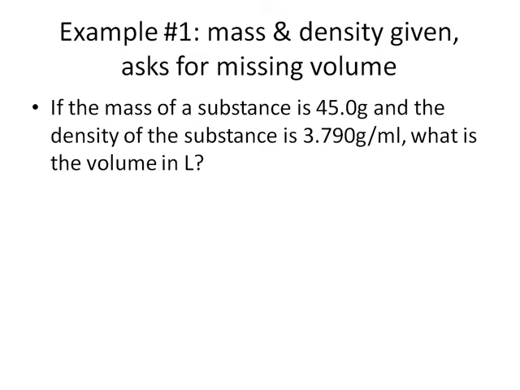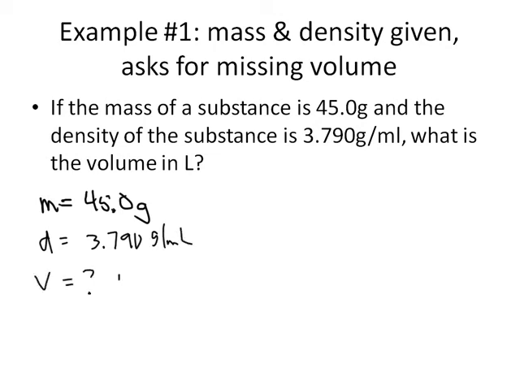So in example number 1, your mass and density are given, and it's asking for the missing volume. So let's read the question. If the mass of a substance is 45.0 grams, that's telling me mass equals 45.0 grams. It's not a bad idea to write out what you're assigning as you read the problem. Sometimes students get a little confused when they start to do the problem and then they have to go back and ferret out pieces of information. So it's nice to have it lined up ahead of time. The density of the substance is 3.790 grams per milliliter, and we want to know what the volume is, question mark, in liters.